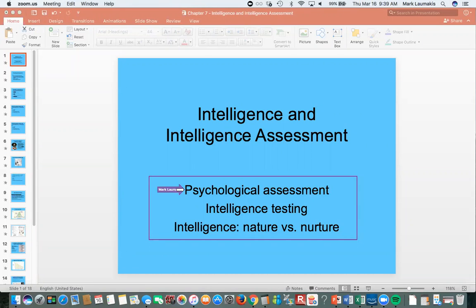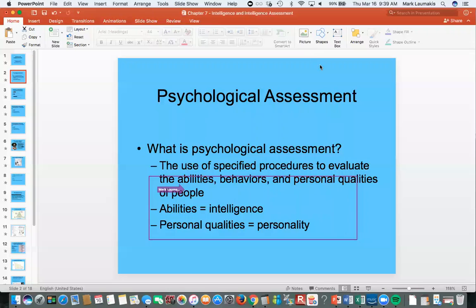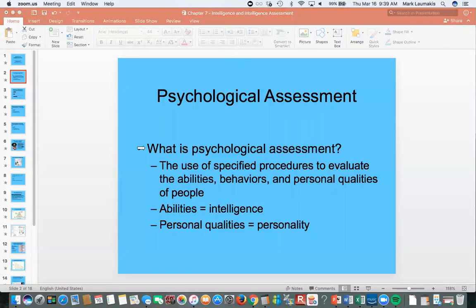Let's begin with a look at what we mean by psychological assessment. Again, at a macro level, what is psychological assessment and how might it differ from other forms of assessment that we might do in a relatively informal way on an everyday basis? Well, psychological assessment, if we were to define it, involves using specified procedures to evaluate things. What are we evaluating? Well, we're evaluating people's abilities. We're looking at their behaviors. We're looking at their personal qualities.